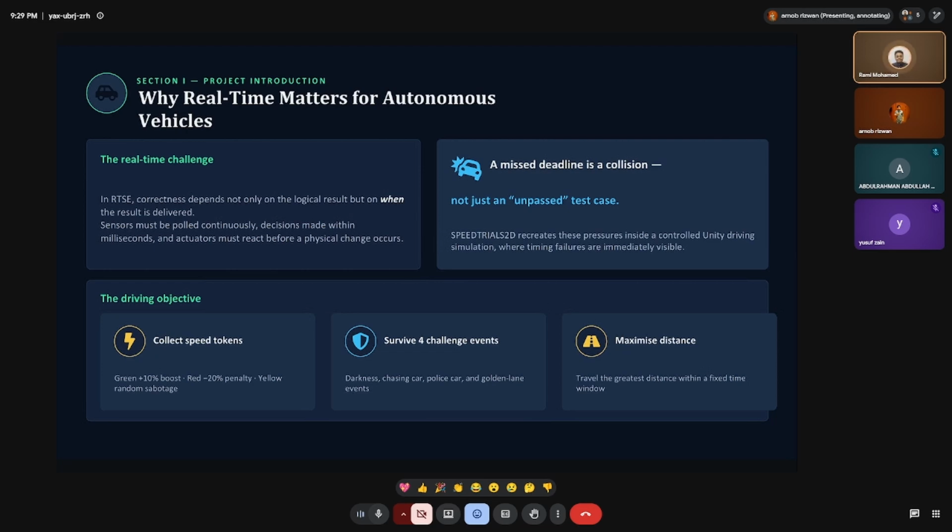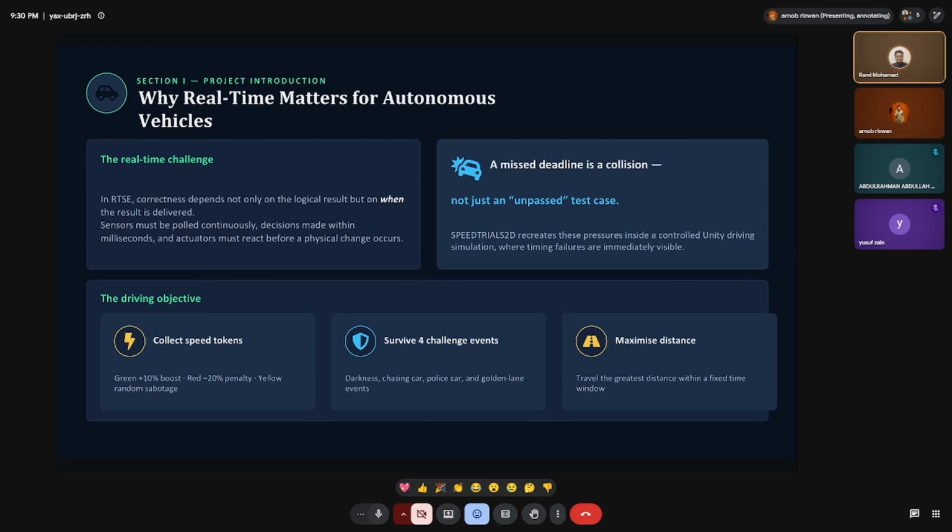Now, for the challenge, there were three objectives. First of all, collecting speed tokens. We have three types of tokens: a green token that gives us extra speed, a red token that penalizes us with a 20% speed reduction, and a penalty, which is a yellow token, which gives us a random sabotage event. Then we need to survive 4 challenge events, which are the police car, the chasing, the golden lane, and the darkness. And then we also have to maximize our distance in that challenge.